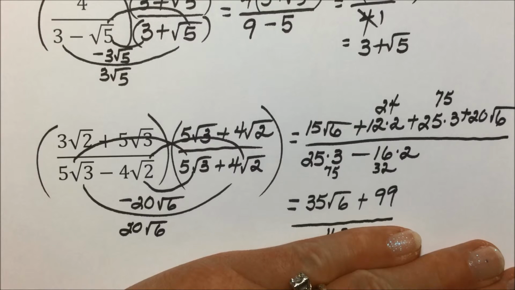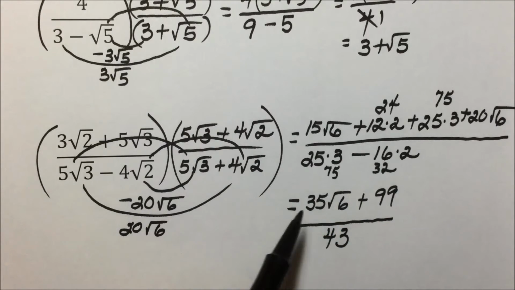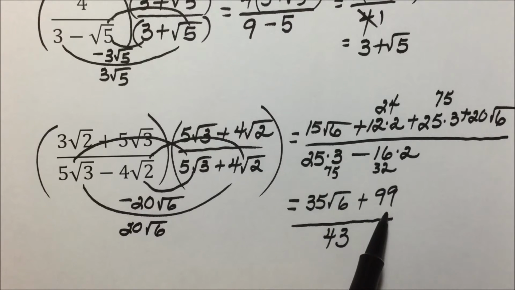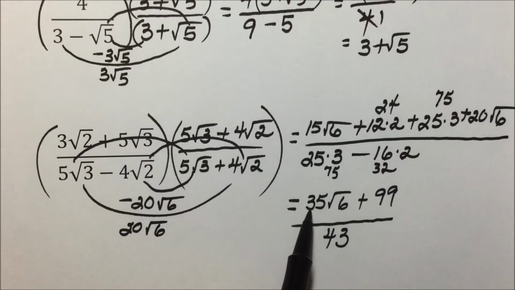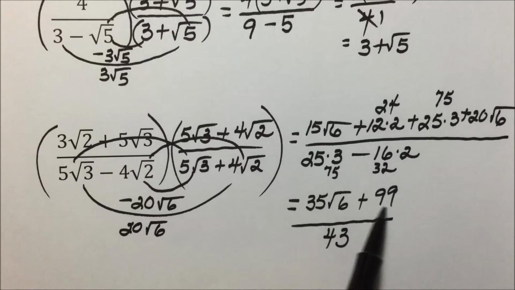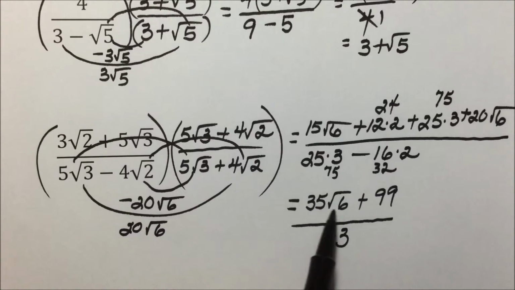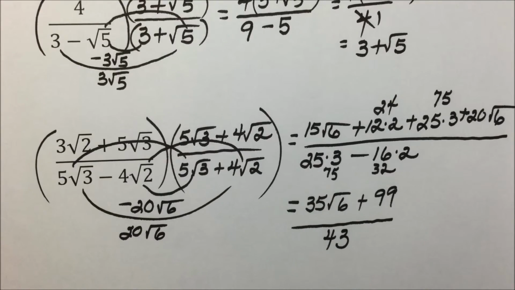Always should be aware of the possibility of simplifying, and before we look to cancel, check and see if there's anything common to factor out in the numerator. 35 and 99 have nothing in common. 35 is 7 times 5, 99 is 9 times 11. There's no common factor, so there's nothing to factor out, and so this is in reduced form.